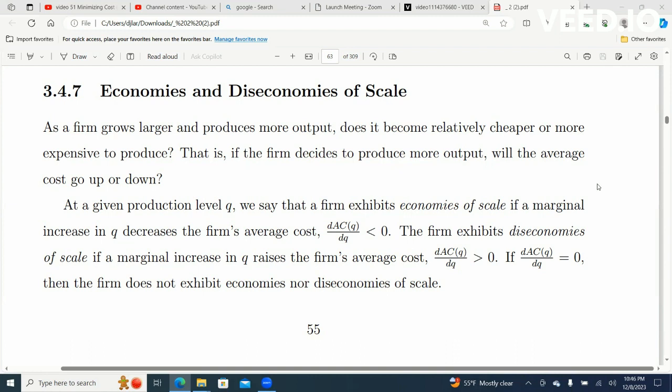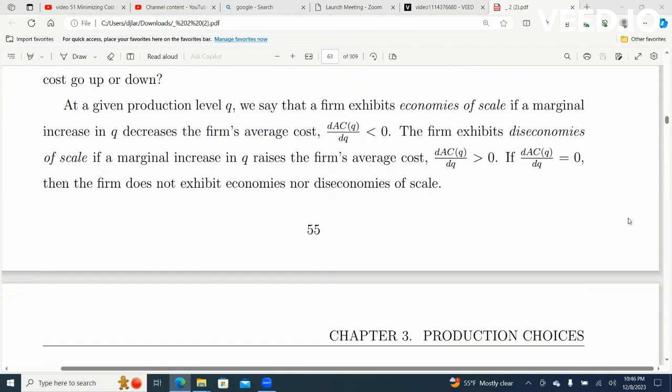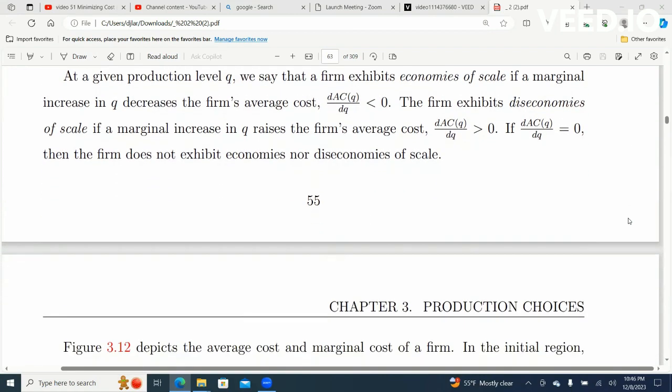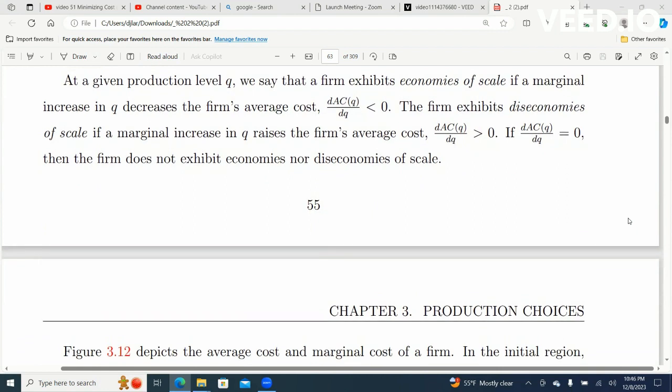Economies and diseconomies of scale. It's a very basic concept that we are supposed to know. It's a simple definition they give here. As a firm grows larger and produces more output, does it become relatively cheaper or more expensive to produce? That is, if the firm decides to produce more output, will the average cost go up or down? At a given production level Q, we say that the firm exhibits economies of scale if a marginal increase in Q decreases the firm's average cost.